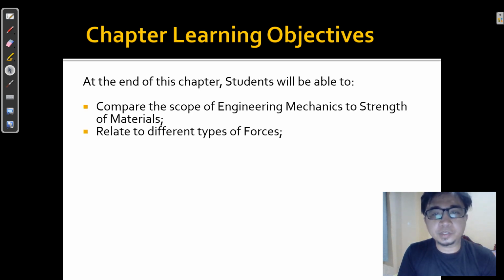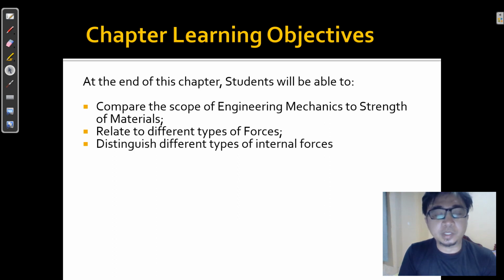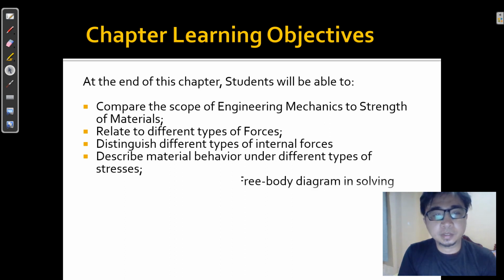Compare the scope of engineering mechanics to that of the strength of materials. And of course, we are going to relate to different types of forces. Next, we distinguish the different types of internal forces. Describe material behavior under different types of stresses. Construct comprehensive free body diagrams in solving problems.